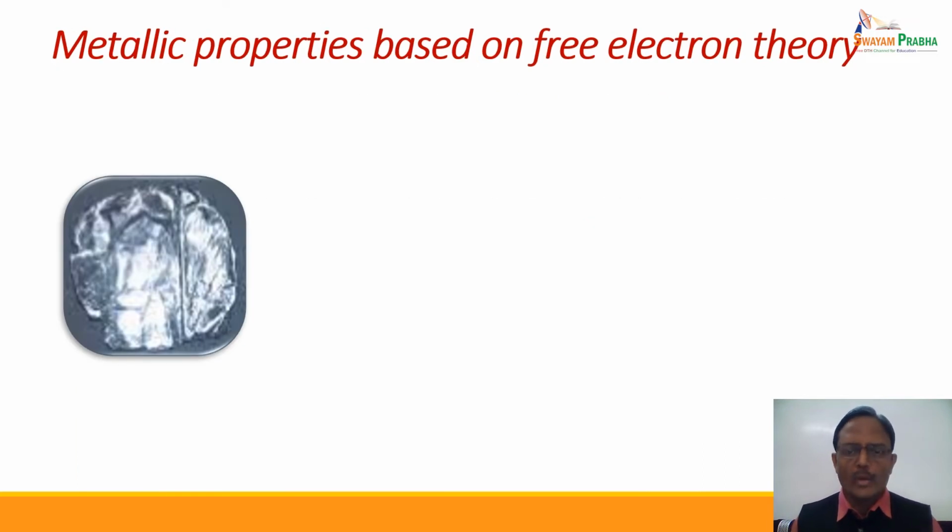Now let us try to explain all the properties shown by metals, what we call the metallic properties, on the basis of this free electron theory. The first property is the metallic luster. Why is the metal shining, or why does the surface of the metal generally appear shining?